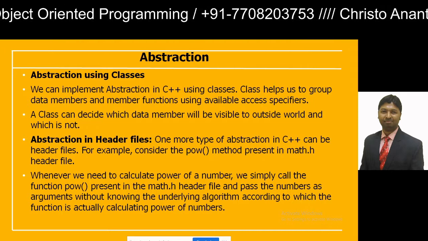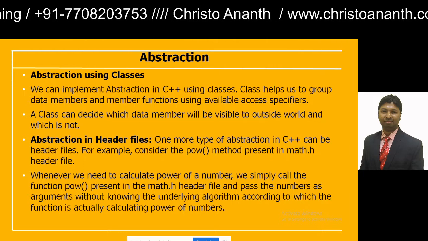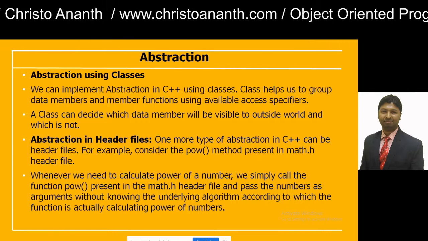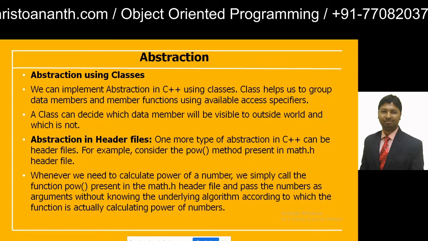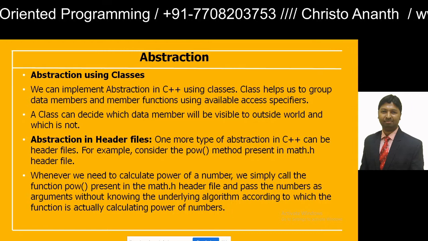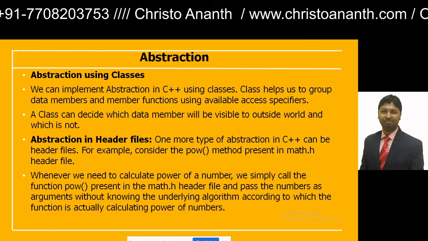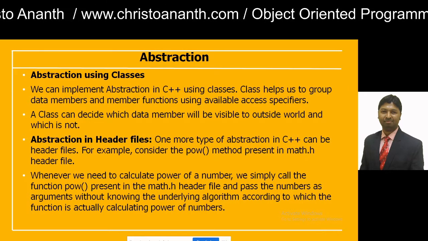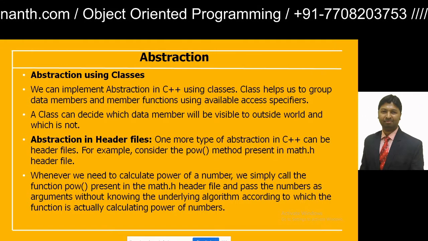Similarly, in the case of header files, consider the power method present in the math.h header file. Whenever we need to calculate the power of a number, we simply call the function pow, P-O-W, which is present in the math.h header file, and you pass the numbers as arguments, without knowing the underlying algorithm according to which the function calculates the power of numbers. So you call the power function and pass the numbers as arguments.